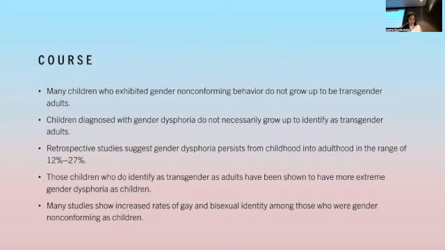The course of gender dysphoria varies. Many children who exhibited gender nonconforming behavior do not grow up to be transgender adults. Children diagnosed with gender dysphoria do not necessarily grow up to identify as transgender. So retrospective studies suggest that gender dysphoria persists from childhood into adulthood in the range of 12 to 27%. There isn't a lot of data though, so there should be more, but these are the estimates now.